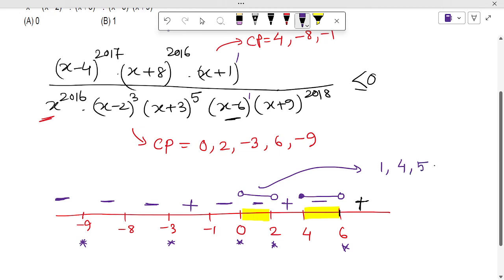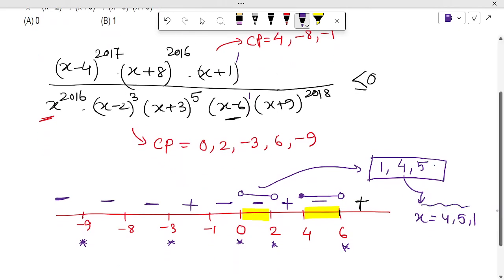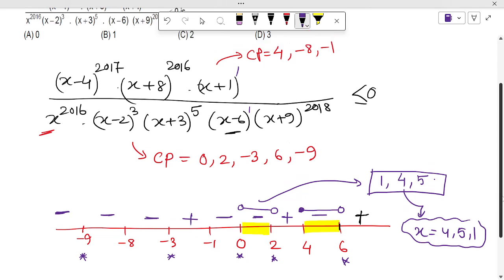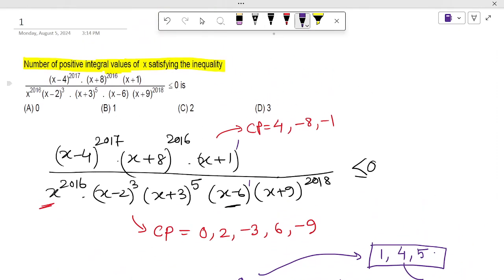So this is your answer. The values of x are 4, 5 and 1. How many values of x have you got? That is 3. So your answer will be 3.